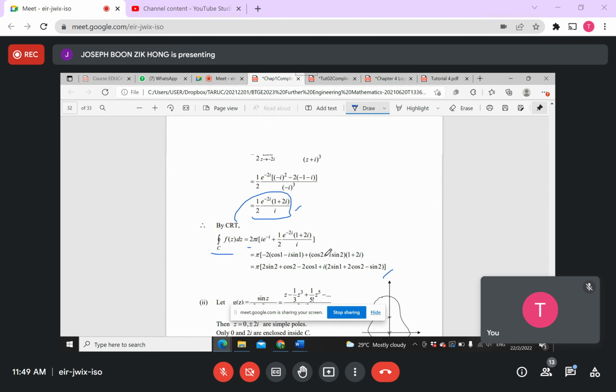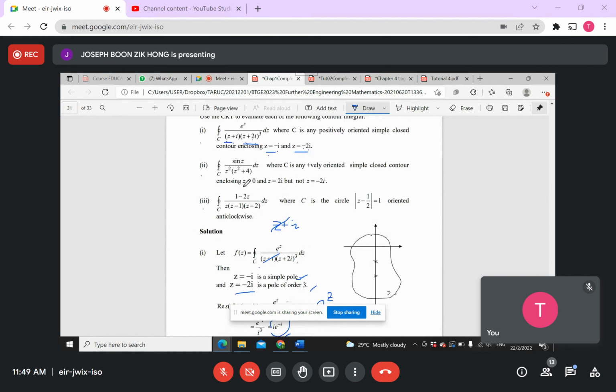Okay. Secondly, the question says only enclosing z equal to 0 and z equal to 2i, but not enclosing z equal to negative 2i. Why do they say so? Because here you have z equal to 0, and here you have z equal to 2i and negative 2i. But we're not considering this one because it is not enclosed. So we only consider z equal to 2i.